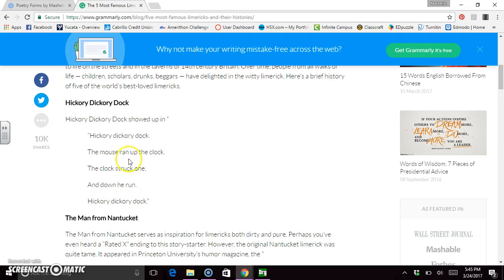And noticing here that lines 3 and 4 are shorter in syllables. So if you count the syllables, these are each 9, these are 6, and again we return to the 9.